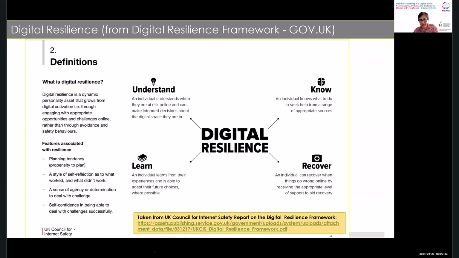The UK government in 2018 updated their digital resilience framework. And I've included this here because I think it's quite powerful to understand what we mean by digital resilience. So here it's been defined as a dynamic personality trait that grows through digital activation, through engaging with opportunities and challenges online rather than through avoidance or safety behaviors. I think that's really interesting because it's talking about the fact that for us to develop resilience, it requires that we may encounter risk. And so it's being prepared for that risk. And so we need children to understand and learn, also to recover from that risk. And I think that's the other important point to note here.